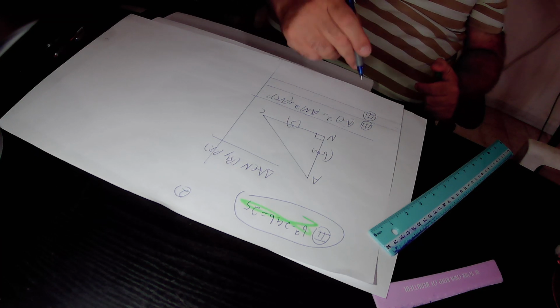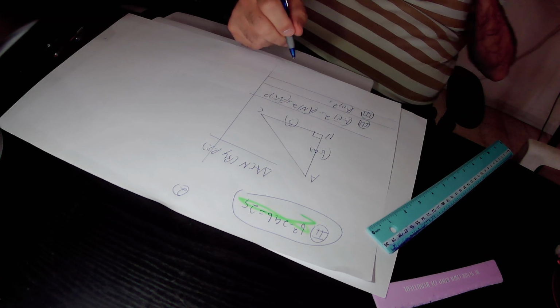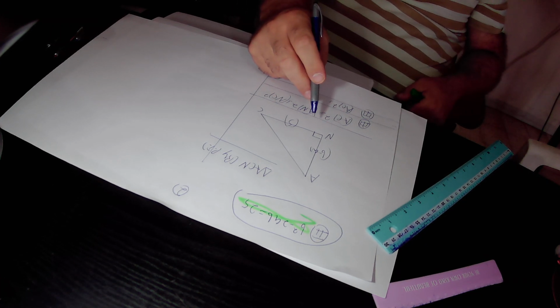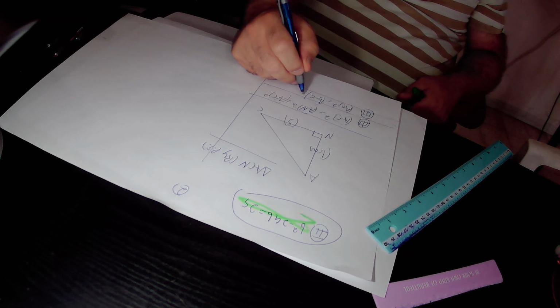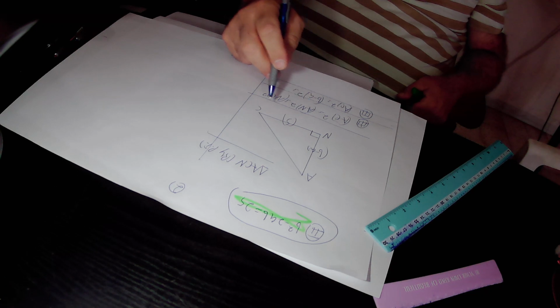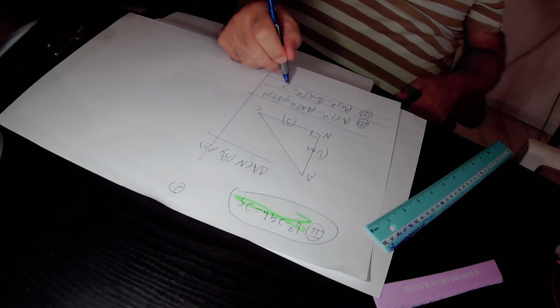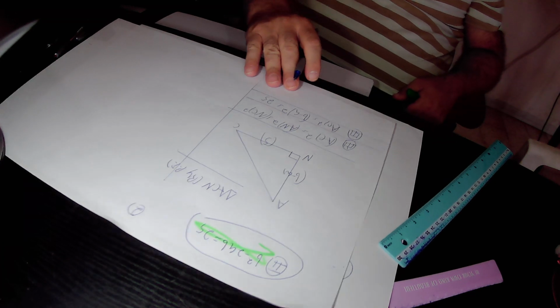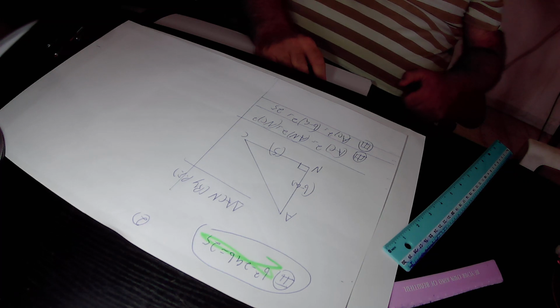AC squared equals AN squared. AN is B minus A, therefore AN squared is B minus A squared, plus NC squared. NC is 5, therefore NC squared is 5 squared, this is 25. So in total, according to equation 3, we have found that AC squared equals B minus A squared plus 25.